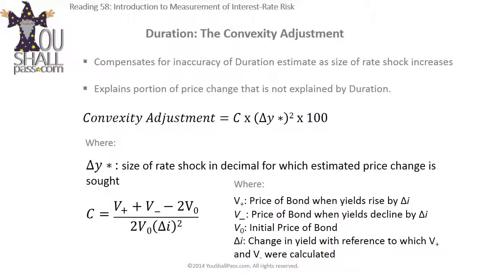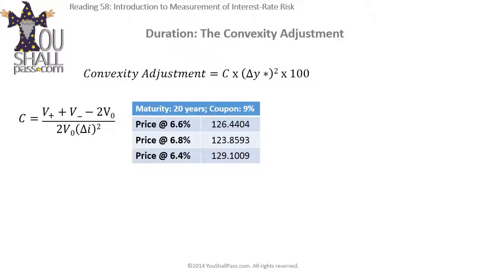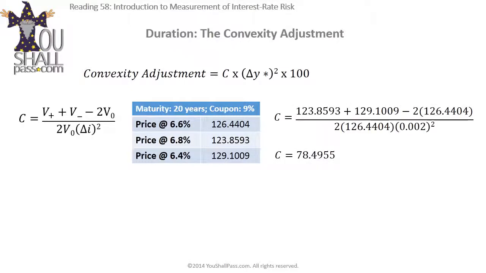I think we'll do better if we skip the words and go directly to the numbers here. So we have the convexity adjustment formula, but first we need to go about calculating convexity itself, and we show the exact prices for the initial yield and the 20 basis point changes in yield which we had used earlier, and we plug these values in to calculate the exact convexity, which works out to close to 78.5.